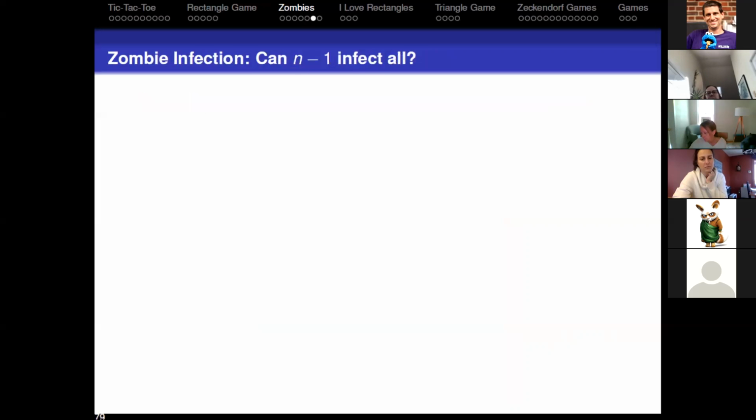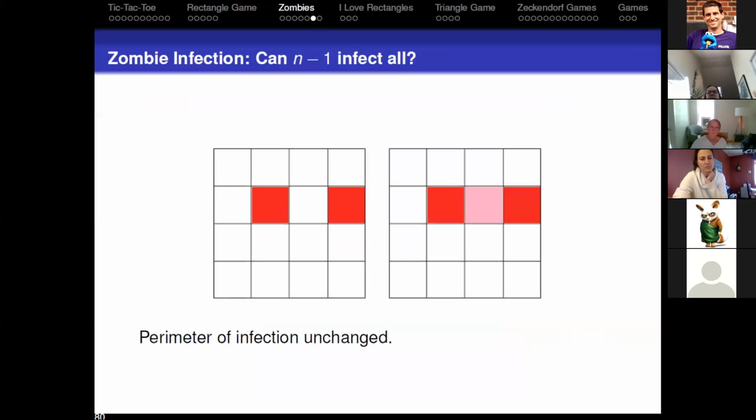Can we do better than n? Is it possible to have n-1 infected and have that propagate everywhere? And the answer is no. And I'm going to show you why by using this idea of a monovariant. So imagine the 2 red cells are infected and these white cells over here are not. So the cell between them is going to be infected. Does everyone agree that this cell becomes infected?